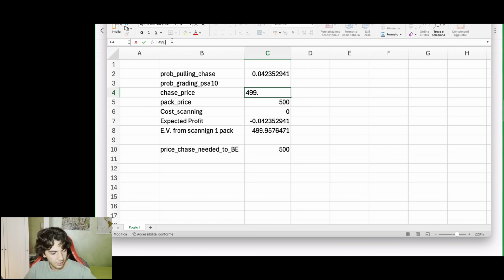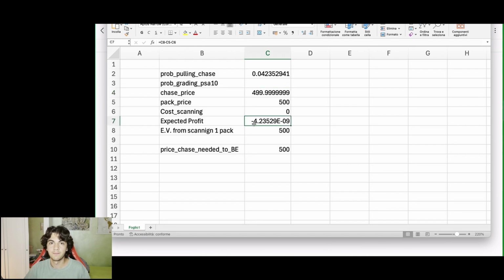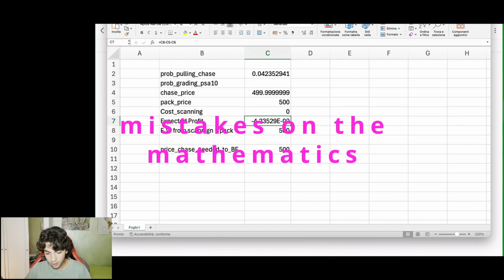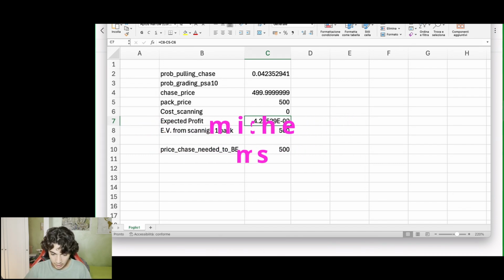Of 99. So let's get close to 400. What's your expected profit? It's negative. It's very close to 0. This is exponential notation, but it's negative. So again, just because someone sees something, it doesn't mean it's true. Just like I might have made some mistakes, guys. Again, if you find any, please let me know. Even though I checked a couple of times, and all the math with all the hypotheses we made is correct.